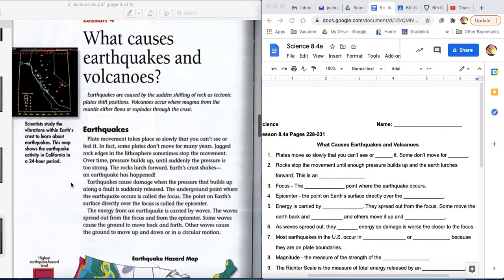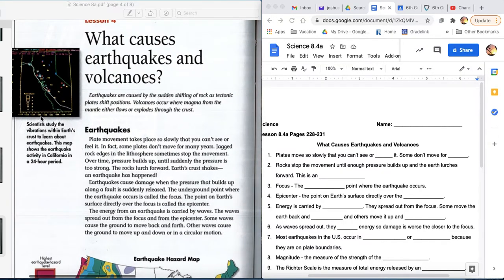Here's something else that I think is interesting that might surprise some of you. Scientists study the vibration within Earth's crust to learn about earthquakes. This map shows the earthquake activity in California in a 24-hour period. So if I would have asked you guys, were there any earthquakes yesterday? Most of us would have said absolutely not. There were no earthquakes even in all of America yesterday. And reality is, guys, there were 20 of them in California alone.